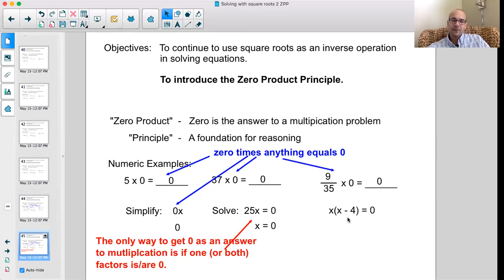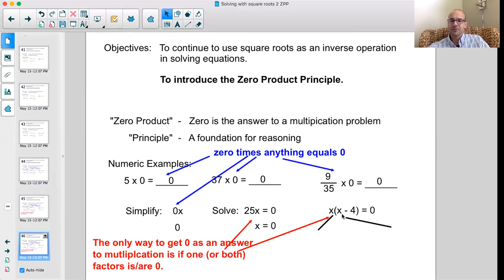Right now, if you think about this, the only way to get 0 as an answer to multiplication is if one or both of the factors are 0, so you actually are on a logical standing. You've got a principle that says either x is 0, or if x isn't 0, then x minus 4 is 0. And saying that out loud, like, what am I supposed to do with that? Seeing it on paper is a whole different story.